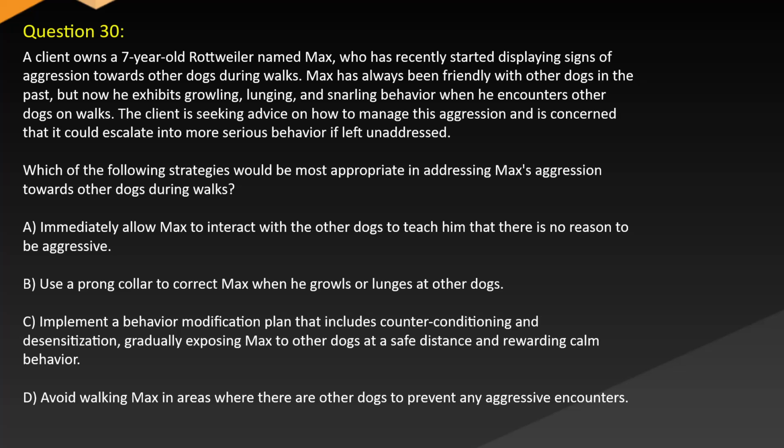A. Immediately allow Max to interact with the other dogs to teach him that there is no reason to be aggressive. B. Use a prong collar to correct Max when he growls or lunges at other dogs. C. Implement a behavior modification plan that includes counter conditioning and desensitization, gradually exposing Max to other dogs at a safe distance and rewarding calm behavior. D. Avoid walking Max in areas where there are other dogs to prevent any encounters.